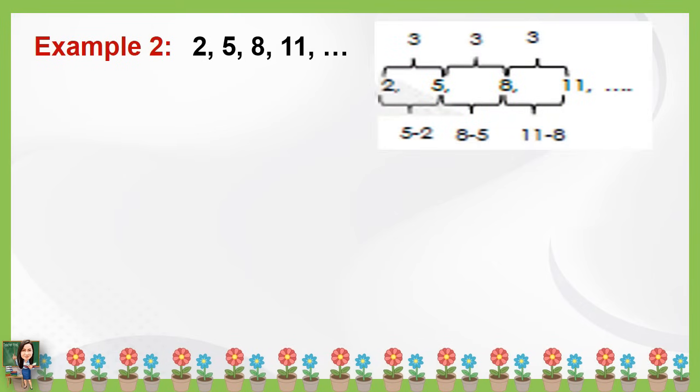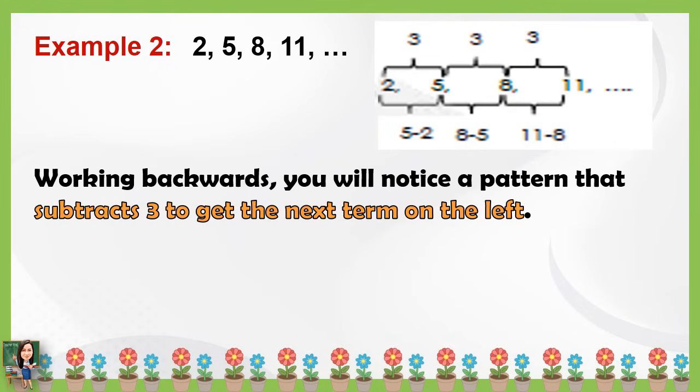Let us use this pattern. Working backwards, you will notice a pattern that subtracts 3 to get the next term on the left. Let's study the pattern. 11 minus 3 equals 8. 8 minus 3 equals 5. And 5 minus 3 equals 2.